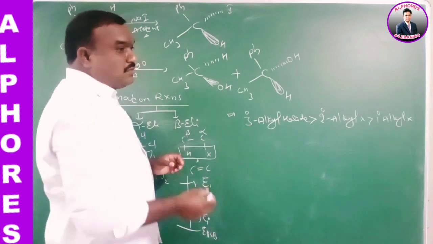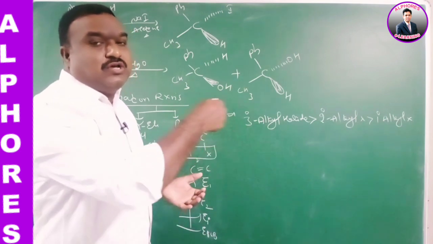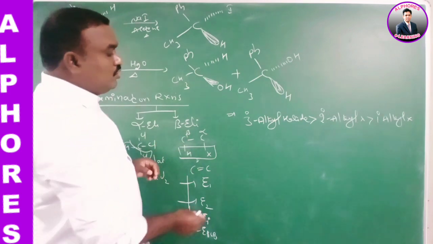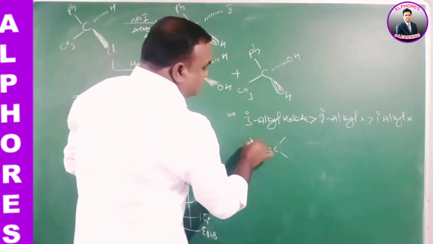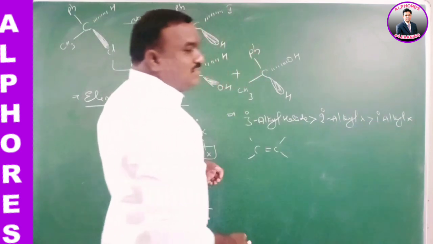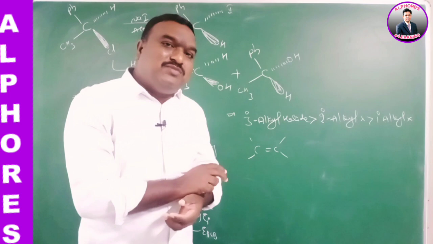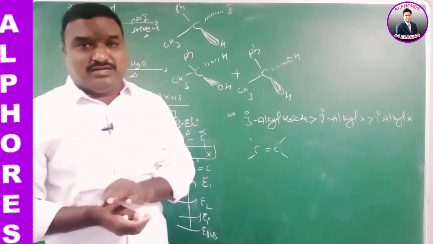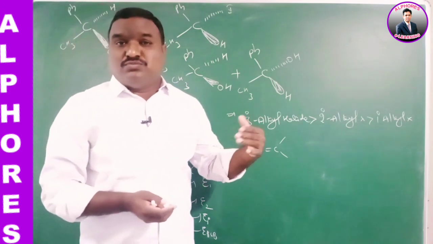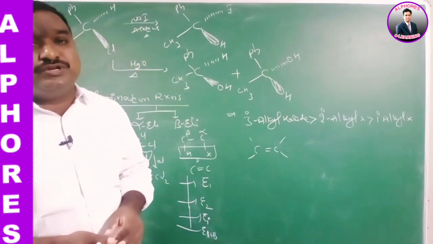A tertiary alkyl halide undergoes elimination reaction to form the more substituted alkene. A simple alkyl halide undergoes elimination reactions to form the less substituted alkene. According to the stability order, the more substituted alkene is more stable when compared to the less substituted alkene. We can explain this based on the number of alpha hydrogens.